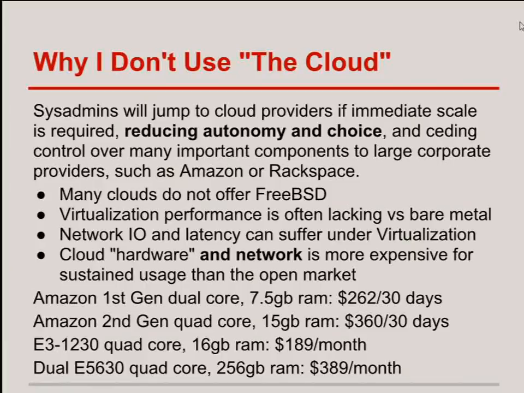If we rent hardware from one of our various providers anywhere, on average for an E3 1230 quad core with 16 gigabytes of RAM, we only pay $189 a month, and that includes 10 terabytes of traffic with it, which we wouldn't get from Amazon. Or from somewhere like OVH, one of the sponsors at the conference here, we can get a dual processor quad core Xeon with 256 gigs of RAM for $389, as opposed to $360 for 15 gigs of RAM and dubious network performance from Amazon.